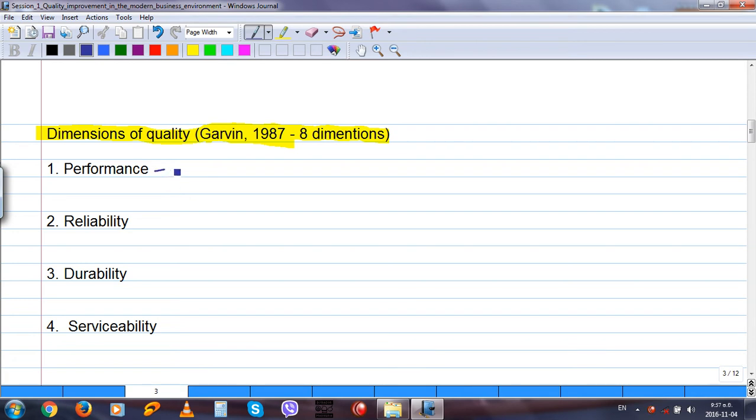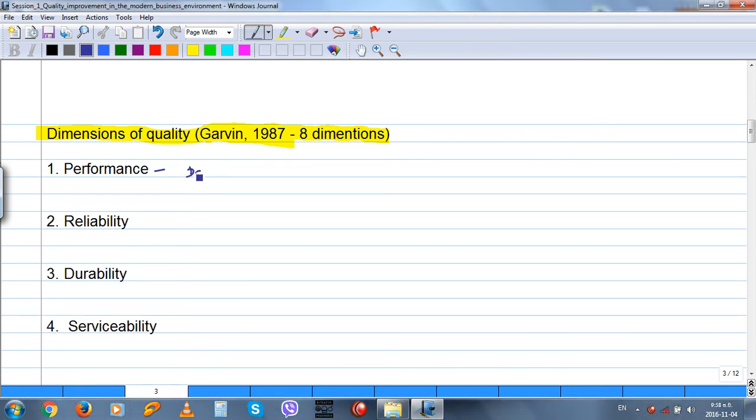First one is performance. Performance means, does it do what it is supposed to do, right? Sometimes if we have a product, it is mentioned on the cover or somewhere on that product that it performs like this, but we have to know whether this actually happens. So, are these claims true? This is the meaning of performance.